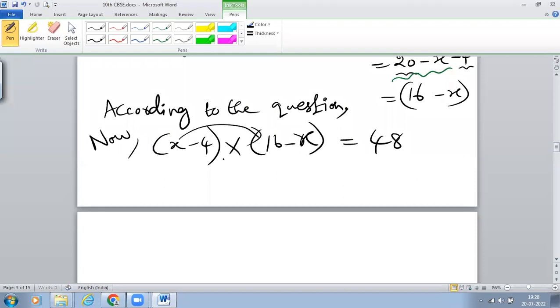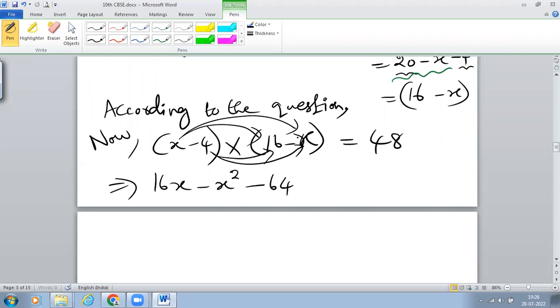X into 16 is 16X. What is X into minus X? Here plus into minus is minus, X into X is X square. Now what is minus 4 into 16? Minus 64. And what is minus 4 into minus X? Minus into minus is plus, 4 into X is plus 4X. And I'm going to take this plus 48 to the left hand side, it becomes minus 48, which is equal to 0.